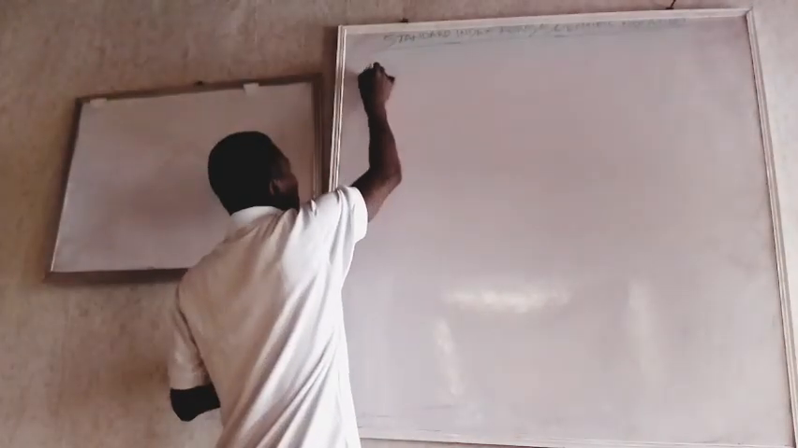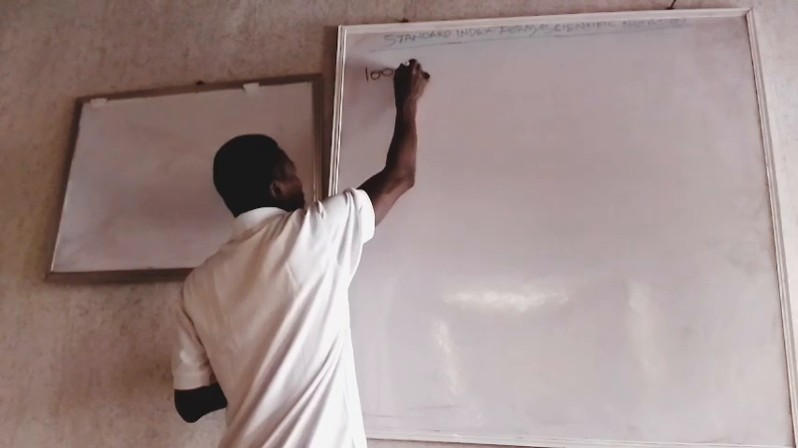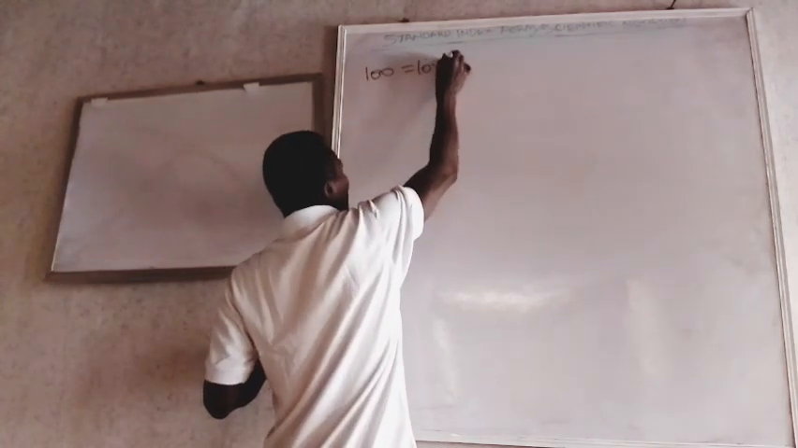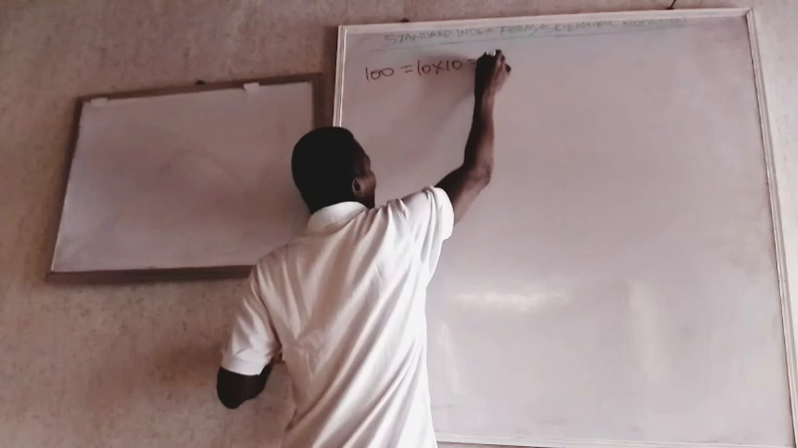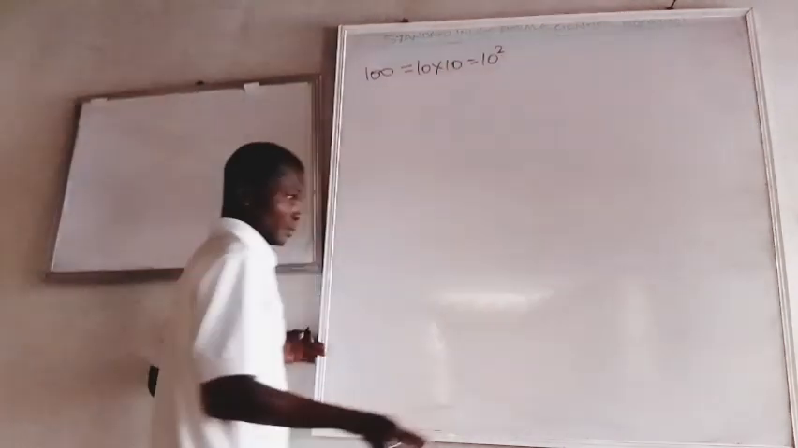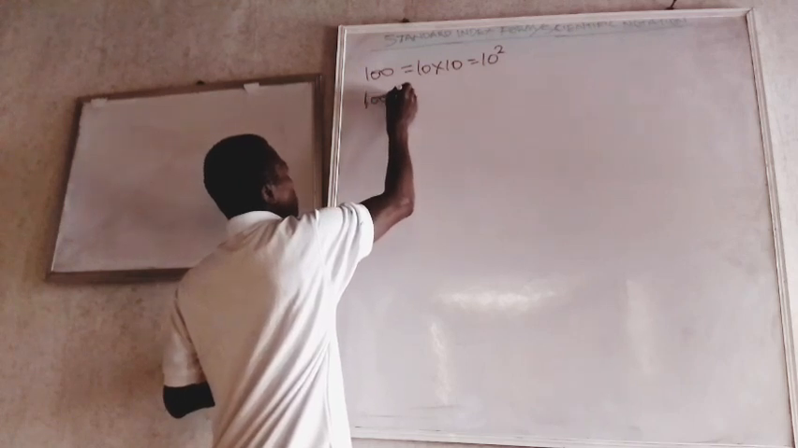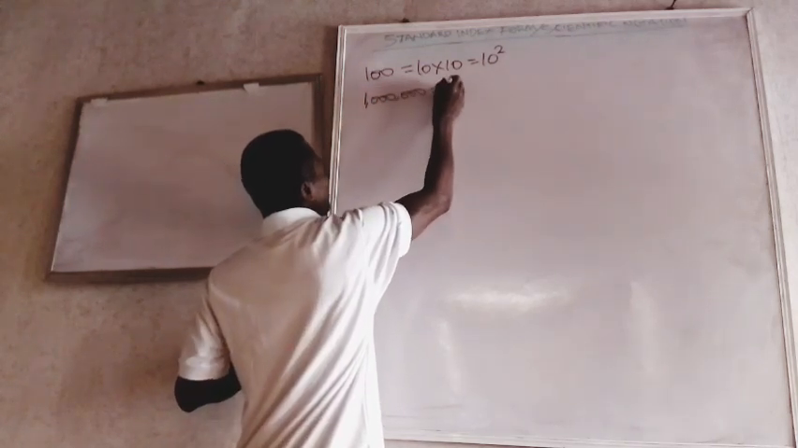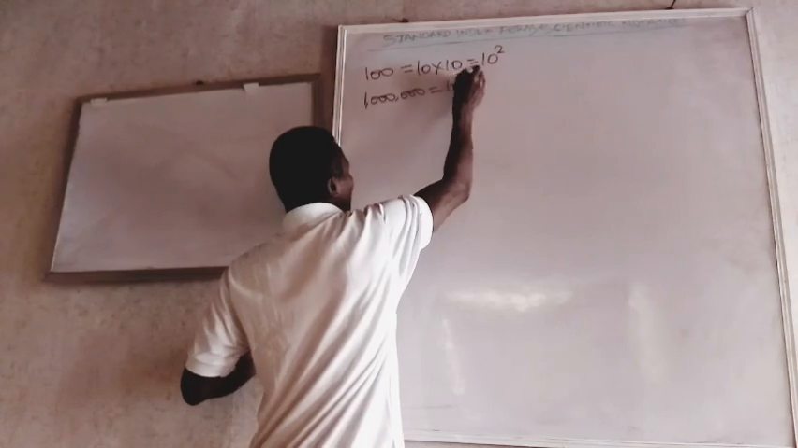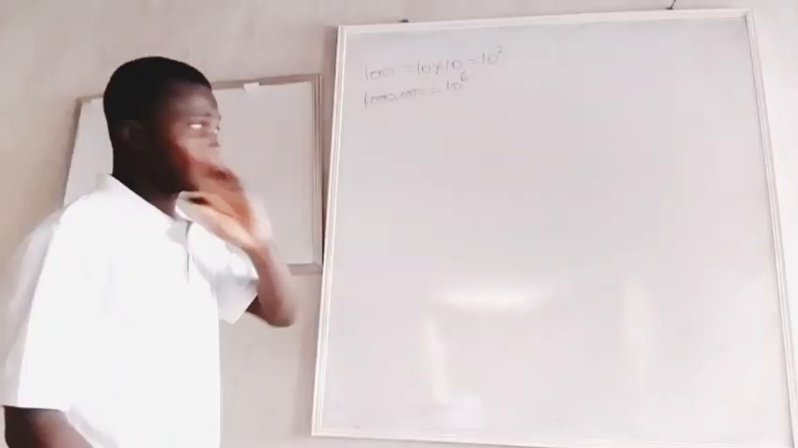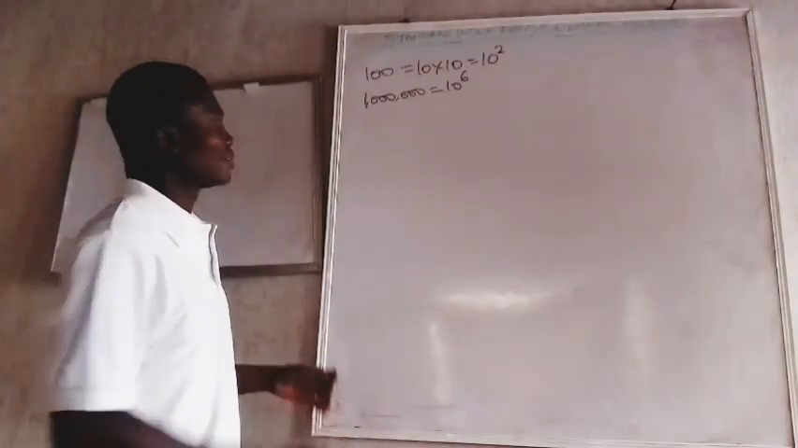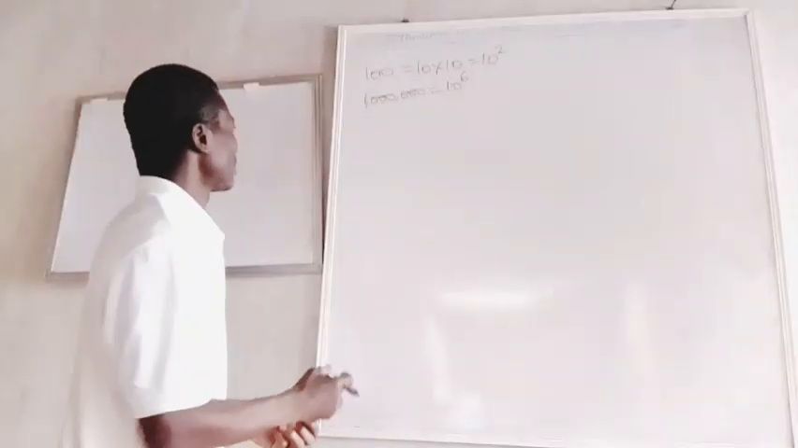If we have 100, this will be equal to 10 times 10, which is 10 raised to the power 2. You get that? If we have 1 million, that will be 10 raised to the power 6. You understand this? Now, let's look at numbers less than 1.